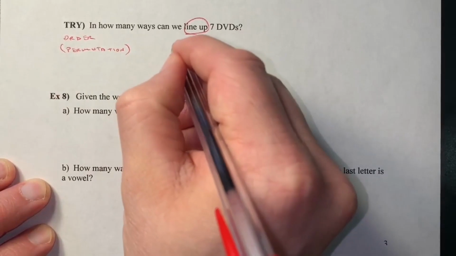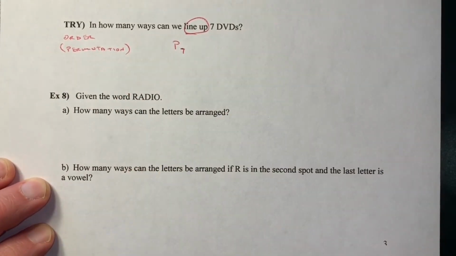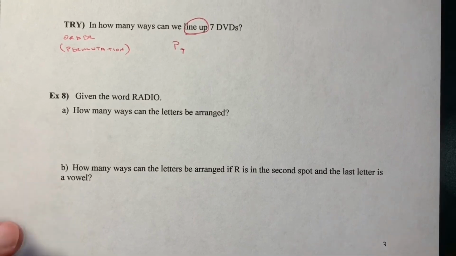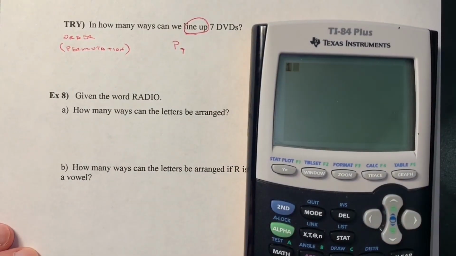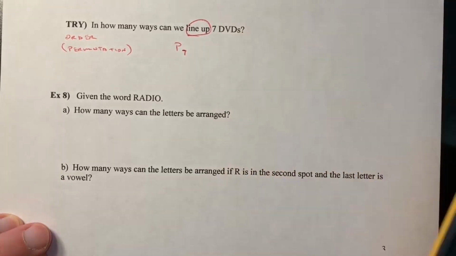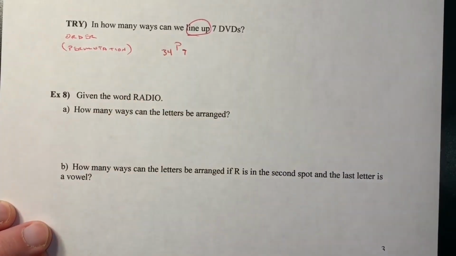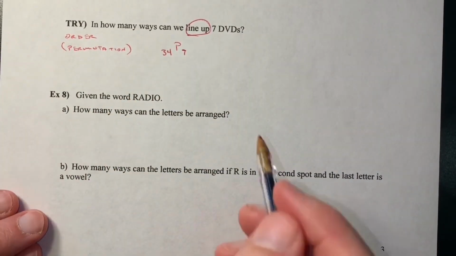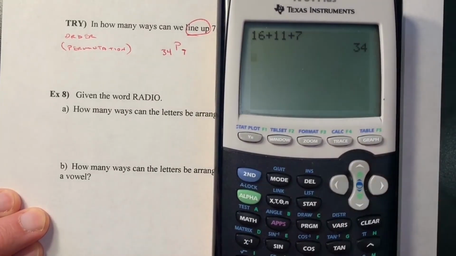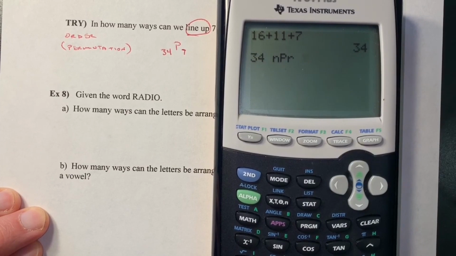Okay, so we're doing a permutation where r is 7 and n is the number of different DVDs. So there were 16 comedies plus 11 dramas plus 7 educational. When I add that up, I get 34 different choices. So it's 34P7. Okay, so I can put that in the calculator, 34P7.